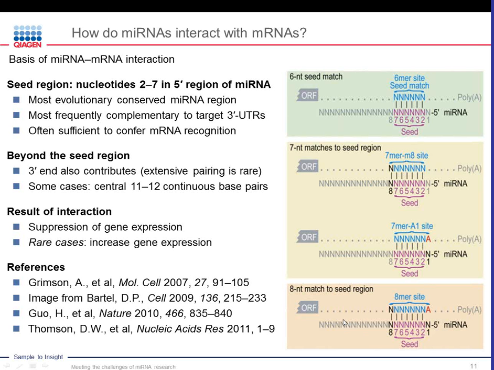rare. And in some cases, the central 11 to 12 continuous base pairs drives interaction. What's the result of the interaction? Nearly all cases are that you have suppression of gene expression, although there are rare cases where you observe an increase in gene expression. And for your reference, I've included a few publications at the bottom here.